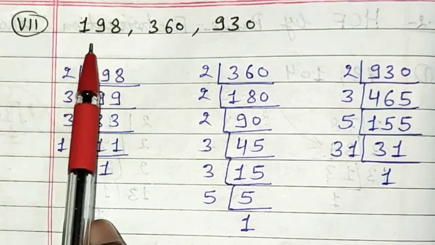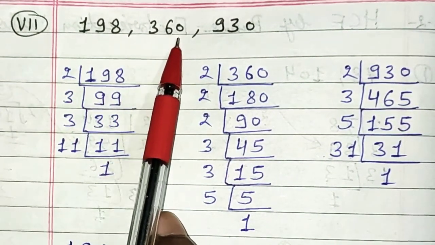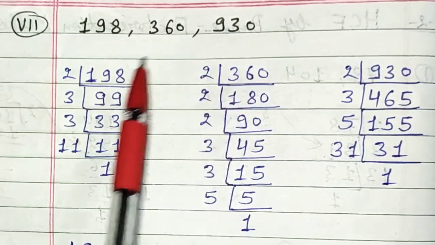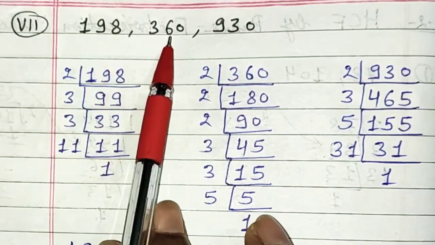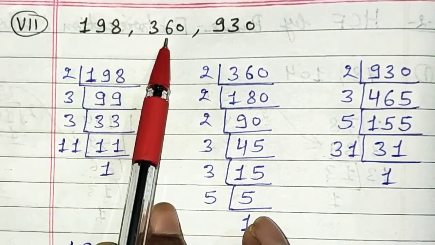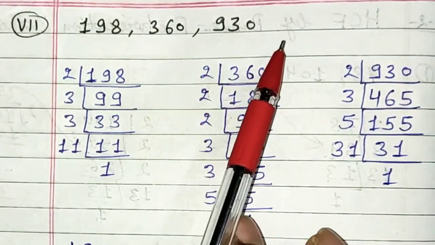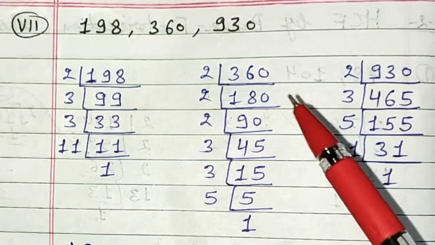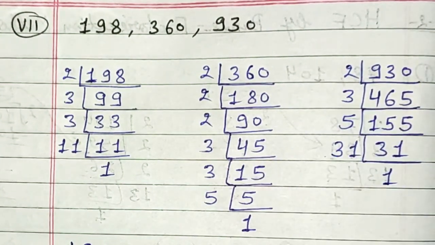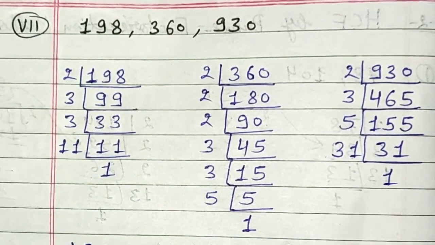Now part number 7, 198, 360, 930. First you will have to find out the factors of 198, 360 and 930 by using prime factorization method. Prime factorization means you will have to use only the prime numbers. Okay, the prime factors you can use.